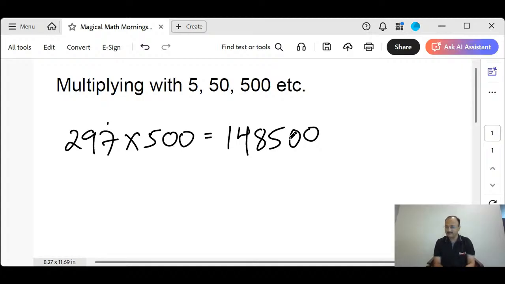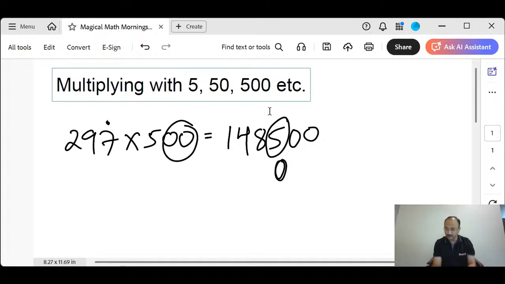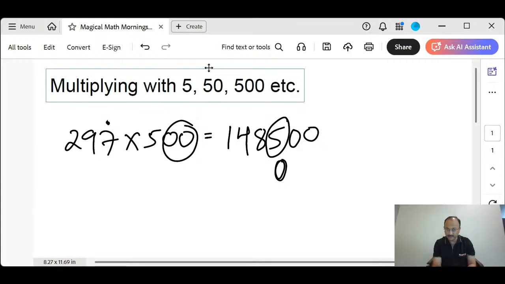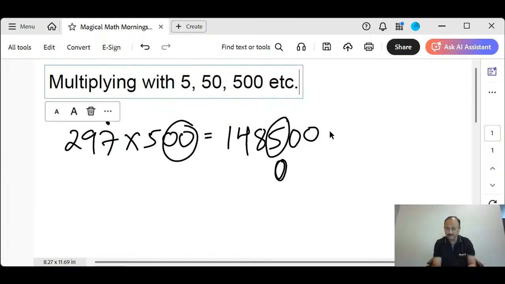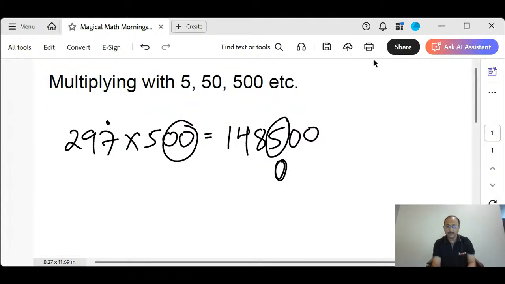Now, shall we try multiplying with 5, 50, 500, 5000, whatever it is? Because this is an odd number, we are going to keep the remainder as 5. If it is an even number, it will come 0, because there is no remainder here, so directly we put 0. But because there are two zeros, don't forget to write this 0 as the last digit. Only after writing that are we going to add the remaining two zeros at the end.